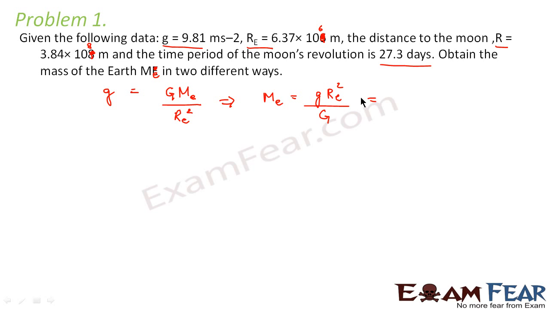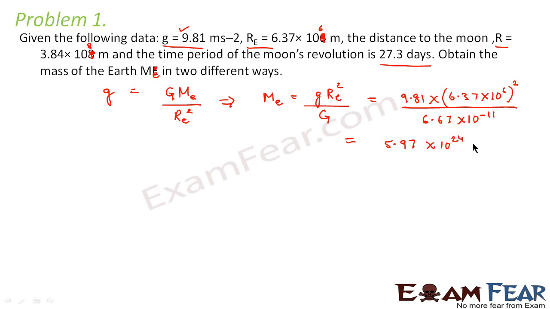Now the value of g is given as 9.81. R_e is given as 6.37 into 10 to the power 6, whole square. And capital G is given as 6.67 into 10 to the power minus 11. Now, if you calculate this value, it comes out to be 5.97 into 10 to the power 24 kgs. So, this is the value for the mass of the earth. Now, the question says we have to calculate it in two different ways. So, this was the first way which we adopted.